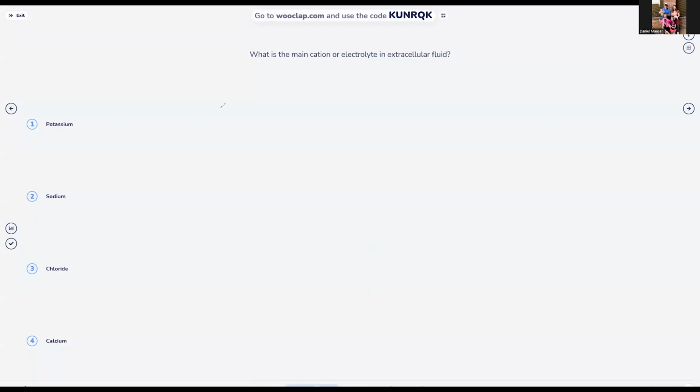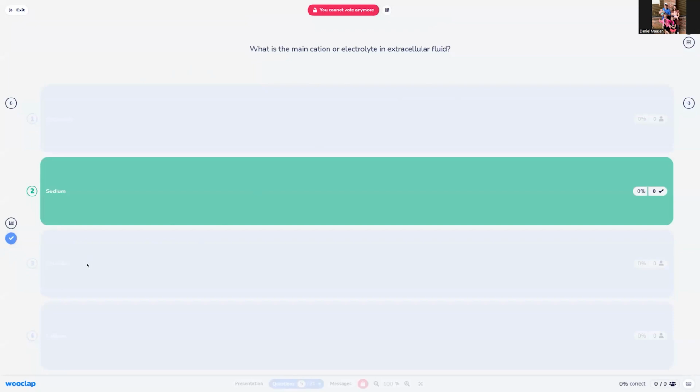So another main question, as a recap from what we've already seen. What's the main cation, or electrolyte, of extracellular fluid? Is it potassium, sodium, chloride, or calcium? I'm going to pause if you need a second. The answer is potassium. Oh, haha. See, I messed myself up.